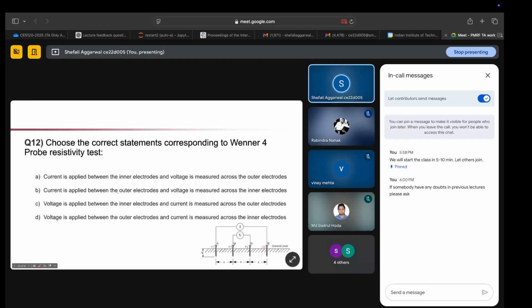Choose the correct statement corresponding to Wenner four-probe resistivity test. Current is applied between inner electrodes and voltage is measured across outer electrodes. Current is applied between outer electrodes and voltage is measured across inner. Voltage is applied between inner and current measured across outer. Voltage is applied between outer and current is measured across inner. From this graph, one thing is clear that B, current is in outer electrodes and voltage is in inner. In Wenner four-probe test, we are measuring the voltage and applying the current. So B is the correct option.